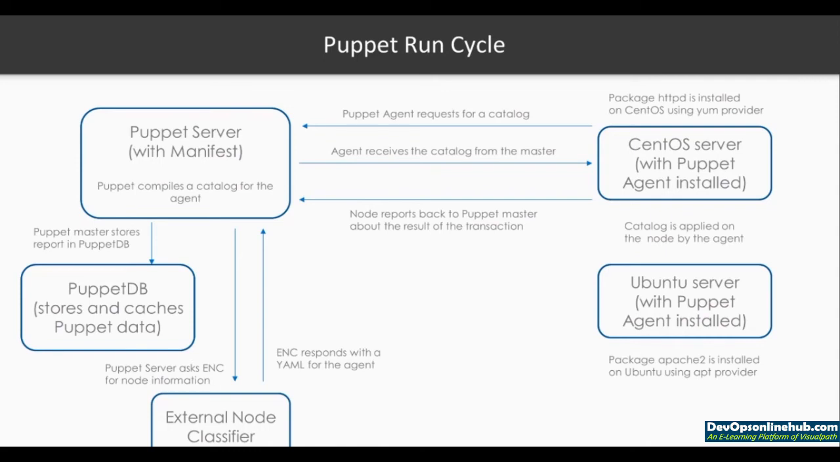Providers on the nodes use the correct package manager for the respective nodes and install the package. Once the catalog is applied, the node reports back to the master about the result of the transaction. Finally, the Puppet server saves the data in Puppet DB, which can be viewed.